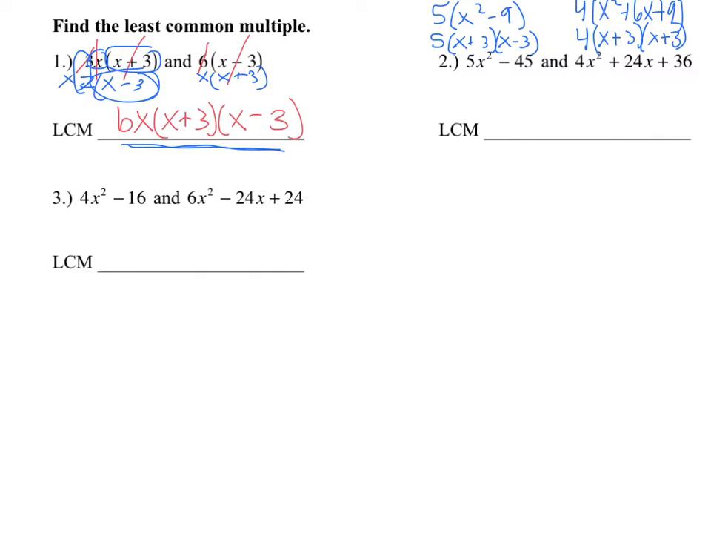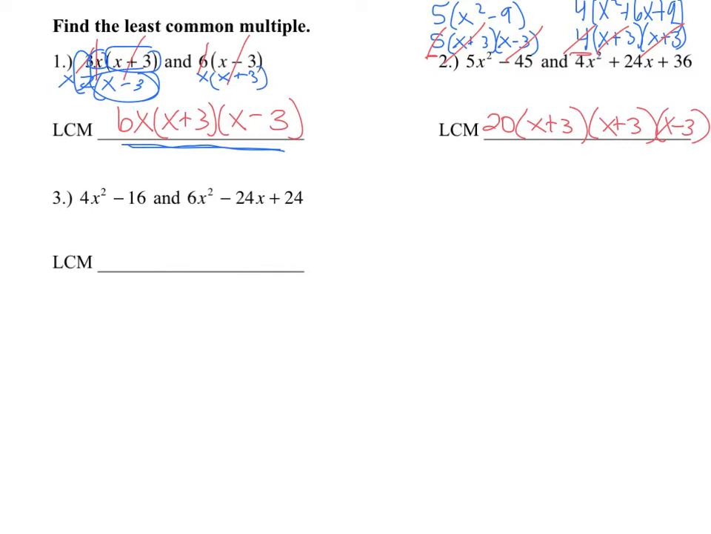Okay, so the least common multiple. Well, if we start with the numbers, the smallest common multiple of 5 and 4 is 20. It's their product. So that takes care of the numbers. They both have an x plus 3. We need a second x plus 3 for this one. And we need an x minus 3. So every factor has to be present in the least common multiple.